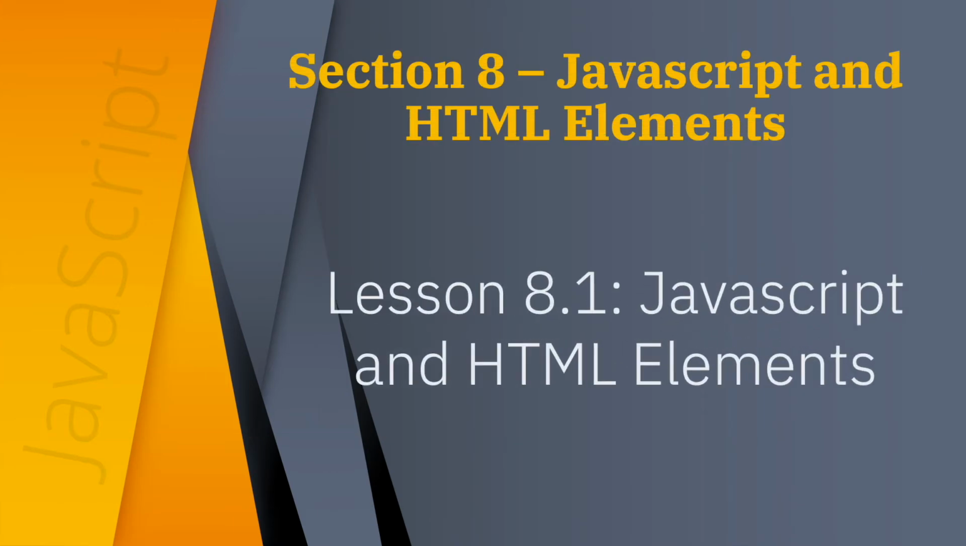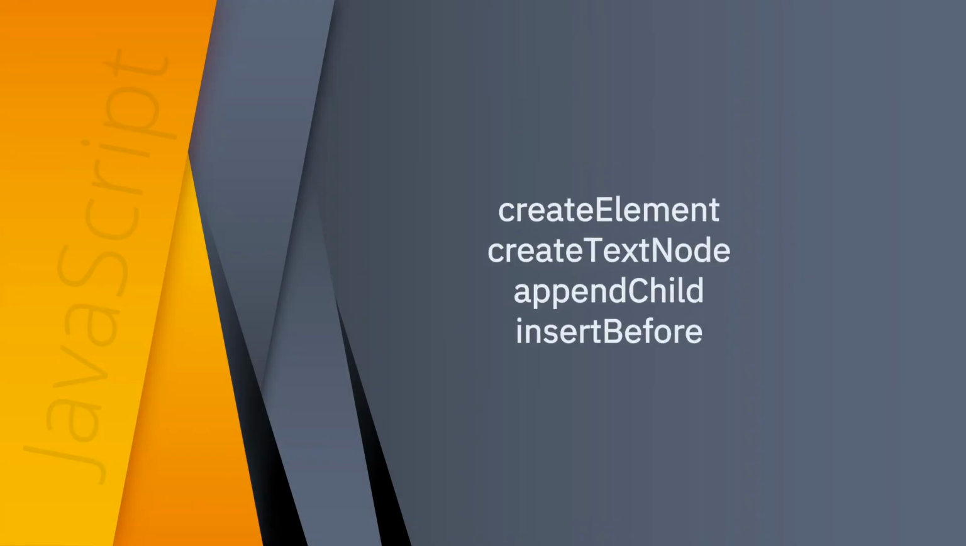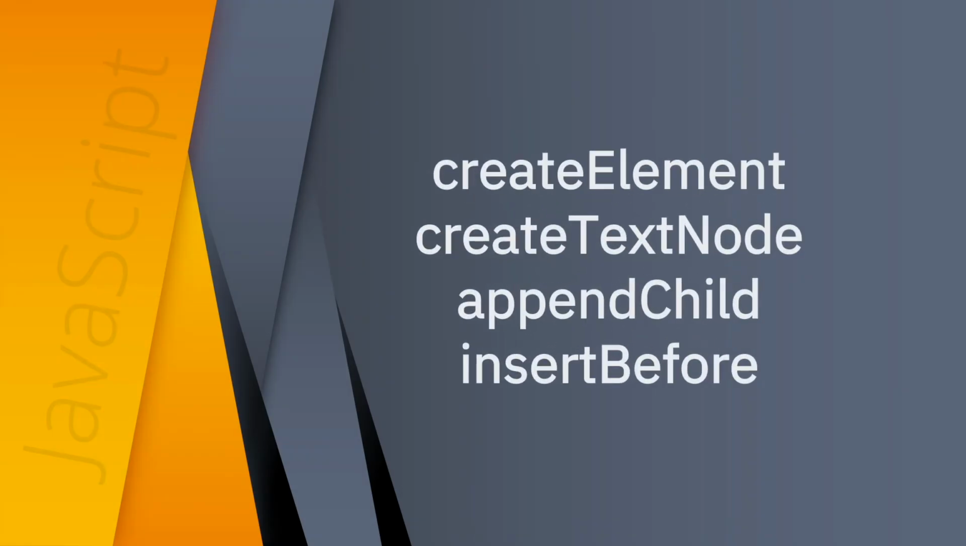Section 8, JavaScript and HTML Elements. Lesson 8.1, JavaScript and HTML Elements. We can use JavaScript to manipulate the HTML elements in the body section of our HTML. We'll take a look at 4 ways to do that. We have createElement, createTextNode, appendChild, and insertBefore.